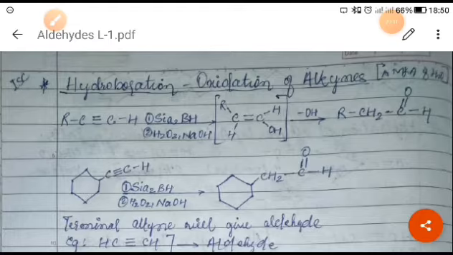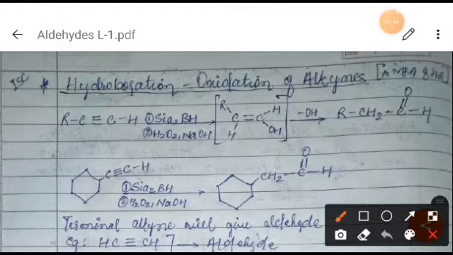Here what is happening: we add borane to an alkyne, forming vinylic borane, which on oxidation with H2O2 will give aldehyde and ketone. Now symmetrical alkynes give a single ketone, while unsymmetrical non-terminal alkynes give a mixture of both ketones. Okay, we will see here.